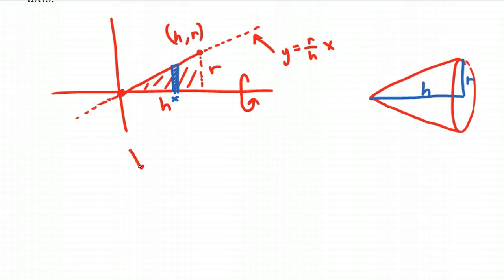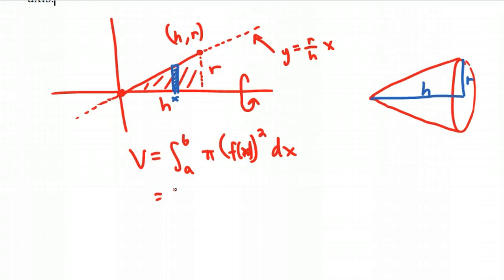So now we're going to use our formula for the volume of disks, which says the volume is the integral from a to b of pi times f of x squared dx. And using the numbers for this problem, we would integrate from 0 to h, because if this whole length is h, then that number right there is h. Integral from 0 to h of pi times our f of x, which is r over h times x, and we square that, dx.